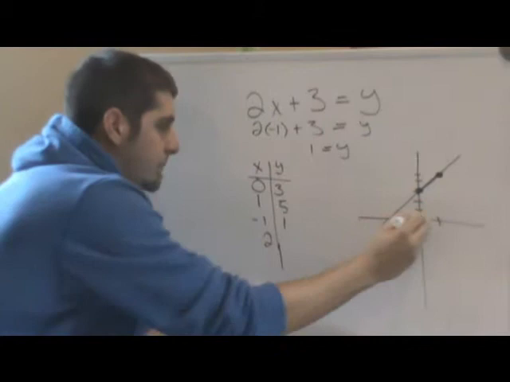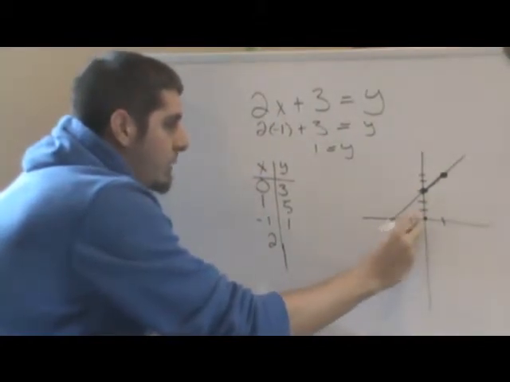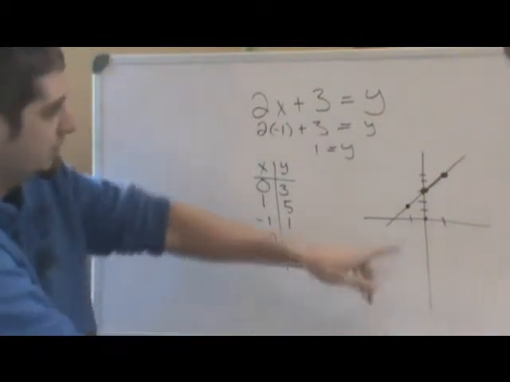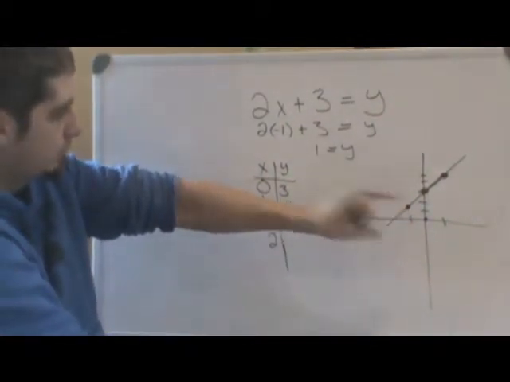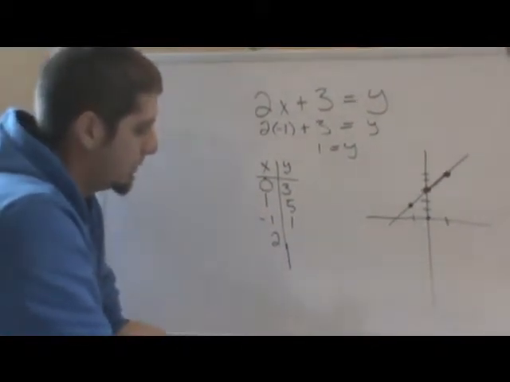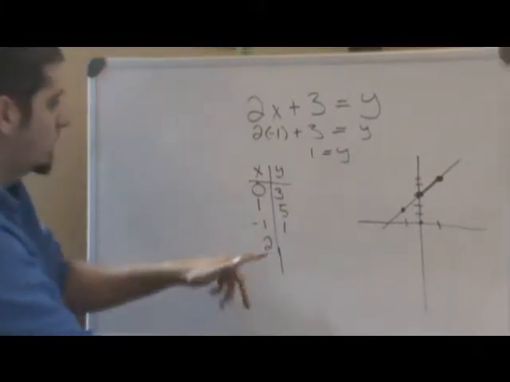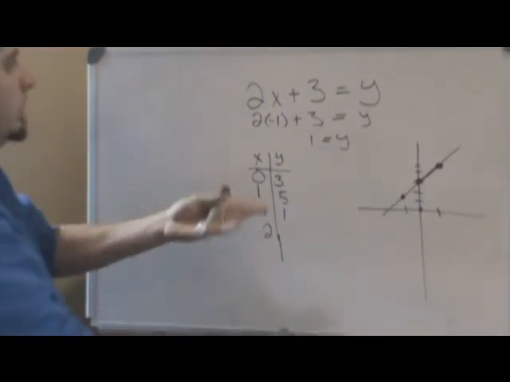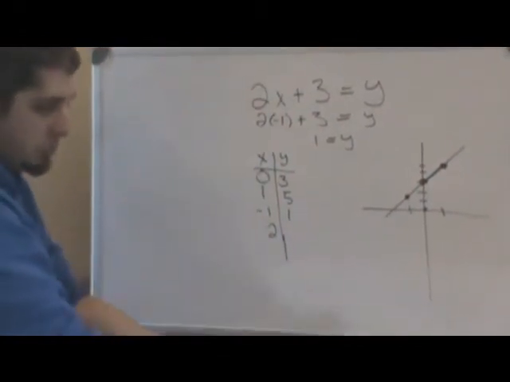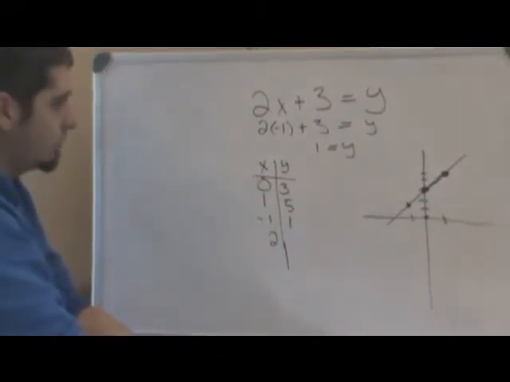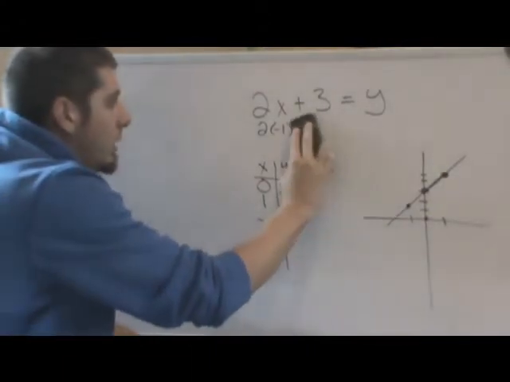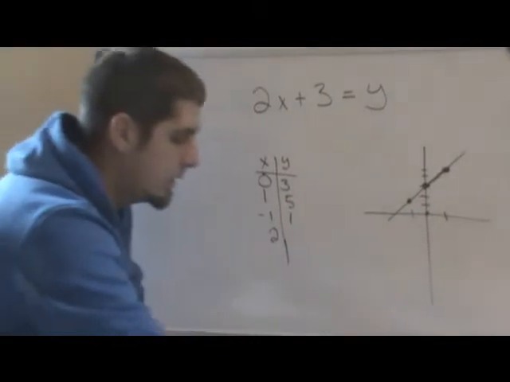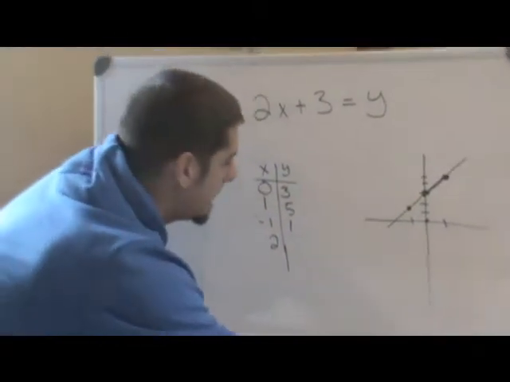So -1, back 1, +1, up 1, right here. And as you can see, the point is right directly on the line that I just drew. So you could go through and do number 2 as well. I'm not going to, but that is how you would graph a linear function or linear equation. You just pick numbers for x, and you get your values for y.